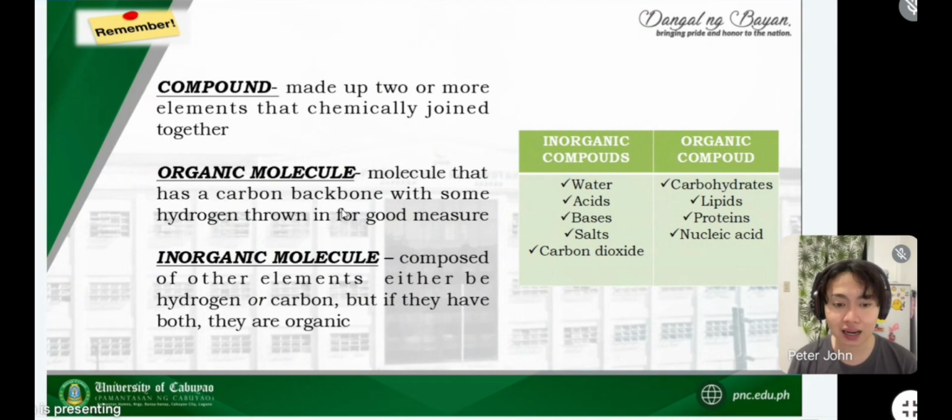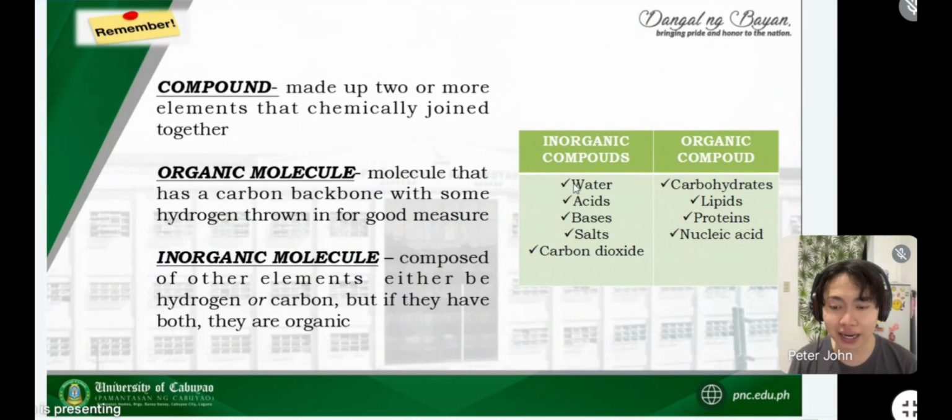Next, a category under molecules, we have inorganic, composed of other elements, either hydrogen or carbon. But if they have both, they are organic. Ibig sabihin, pag tinignan natin yung chemical formula nila, dapat hindi pwedeng magkasama si carbon and hydrogen. Dapat isa lang yung present sa kanilang dalawa. So example, water, acid, bases, salt, and carbon dioxide.